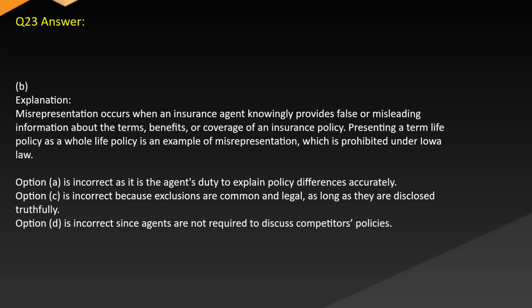Option A is incorrect as it is the agent's duty to explain policy differences accurately. Option C is incorrect because exclusions are common and legal as long as they are disclosed truthfully. Option D is incorrect since agents are not required to discuss competitors' policies.